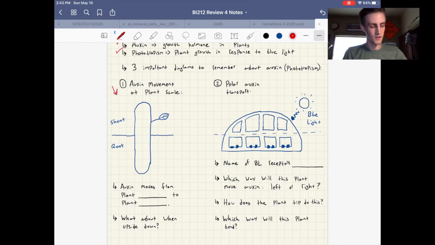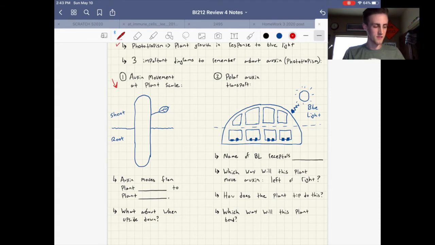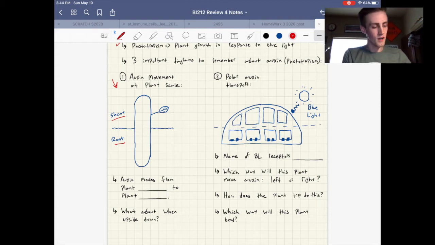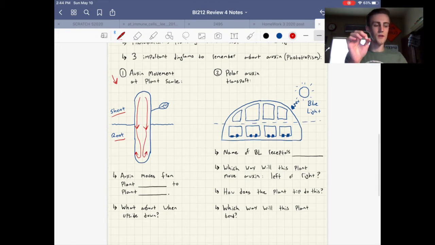And the first is right here, and it's looking at auxin movement at the large plant scale. So this is the 212 version of the plant that we use, where the shoot is above the soil here and the root is below. And we know from learning in class that auxin always starts up here in the shoot. It'll travel down the root, come up here, and then go like that. So this is the shape that auxin takes when it travels down the length from the shoot of the plant to the root.